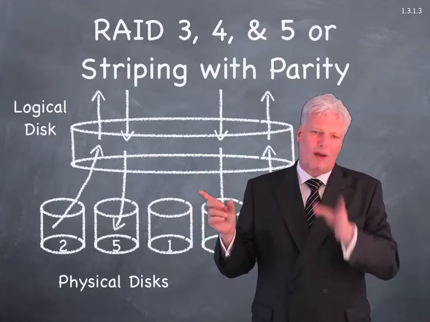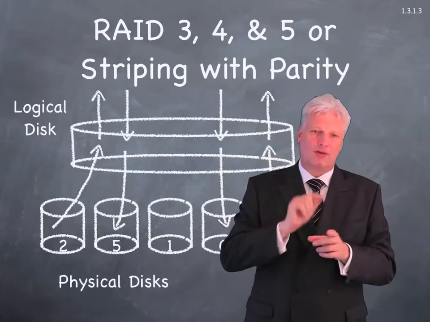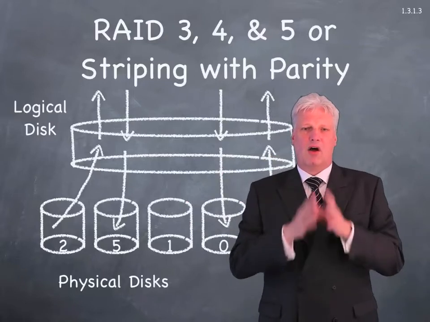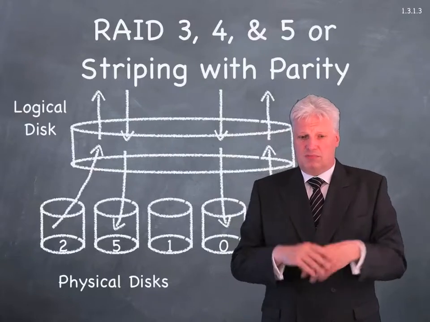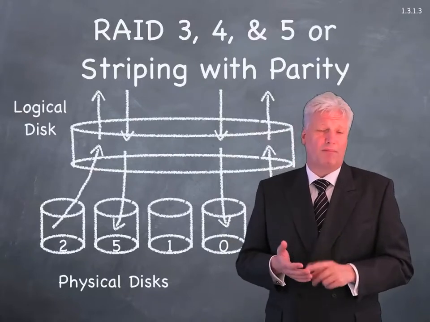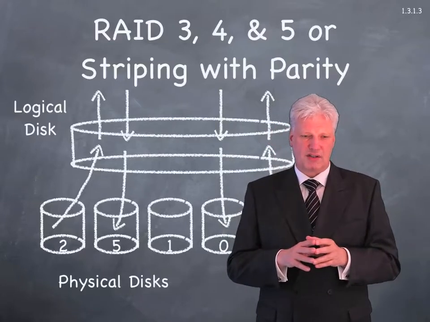Now, whenever you lose one disk in that stripe, thanks to the parity, you know how to reconstruct the contents of that failed disk. This principle is used in both RAID 3, 4, and 5, but it's used in slightly different variations, and we'll talk about those details in just a second.